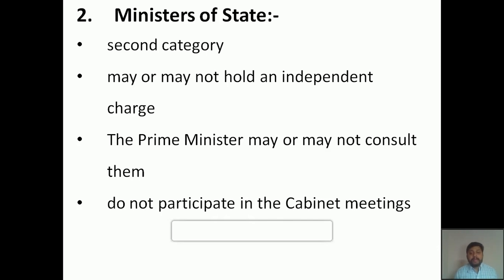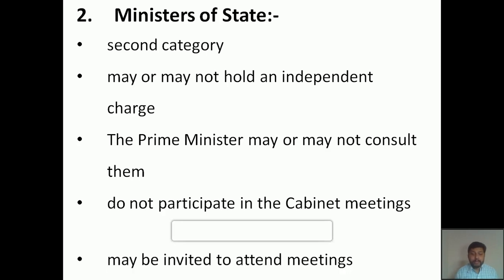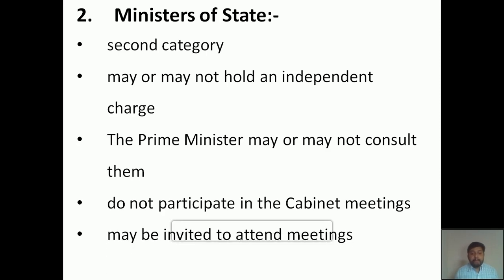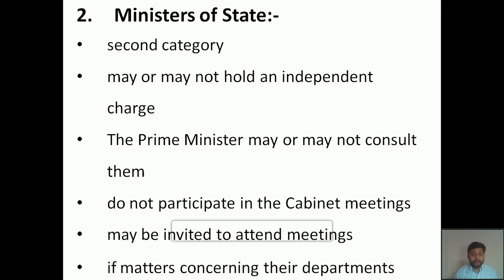They do not participate in the cabinet meetings. Cabinet meetings are kept for the cabinet ministers. So the ministers of state are not members of the cabinet, and that's why they are not permitted to participate in the cabinet meetings. They may be invited to attend meetings. It's according to the interest of the prime minister. The prime minister can invite a minister of state to attend the cabinet meetings or the other meetings of the ministers. It's according to the decision of the prime minister.